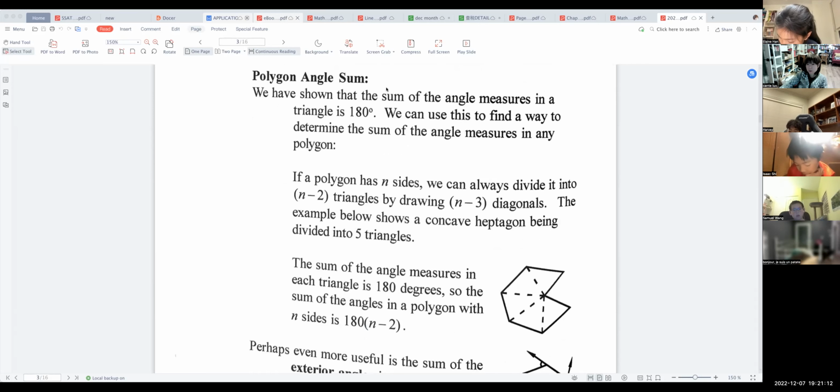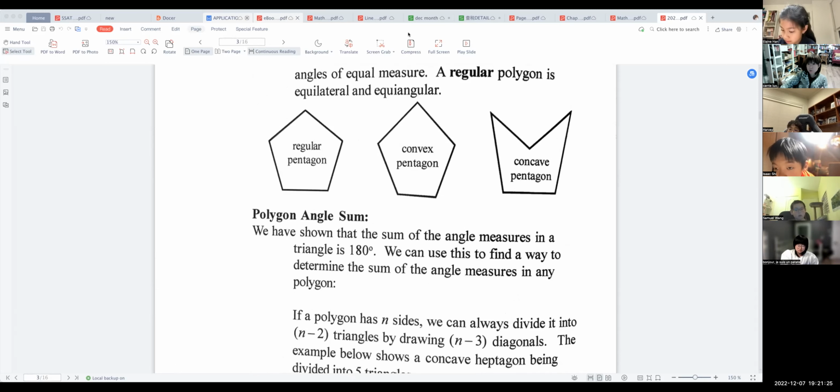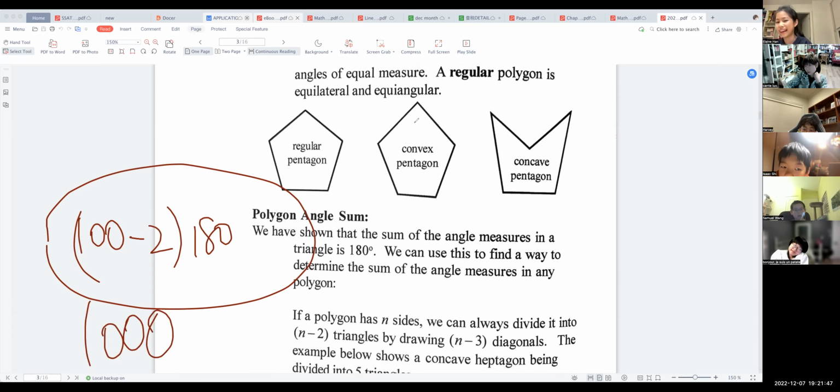好,我们现在来看一下,这个大家都懂。The sum of the angle measures in each triangle is 180, so that's why the sum of the angles in a polygon with n sides is 180 times n minus 2. 这个应该大家都知道,如果不知道的,你把它抄下来。如果我现在告诉你,Samuel,我有一个100边形。那这个100边形interior angles的sum is what? 100减去2乘以180. So that is the measurement of the inside angles. Understand? 如果我现在告诉你有个1000边形, okay? As long as they are convex.